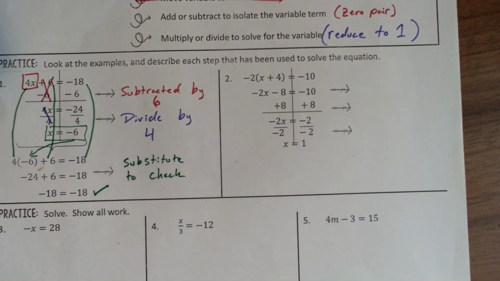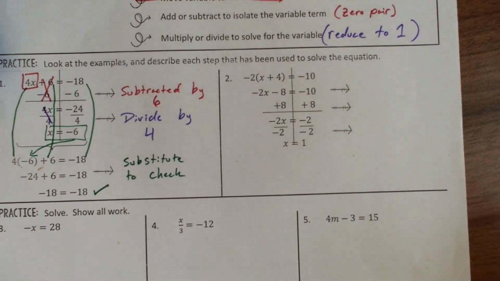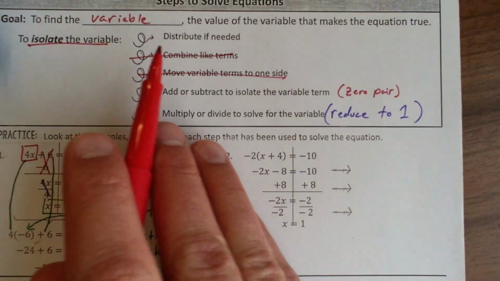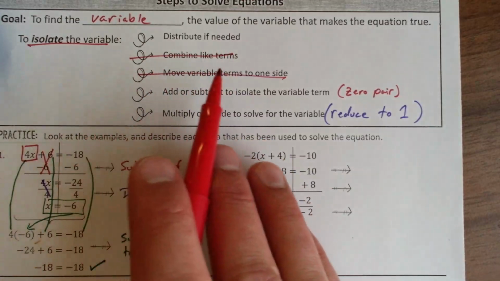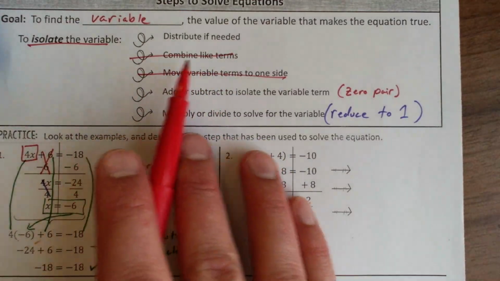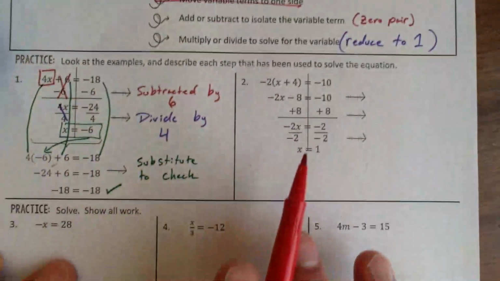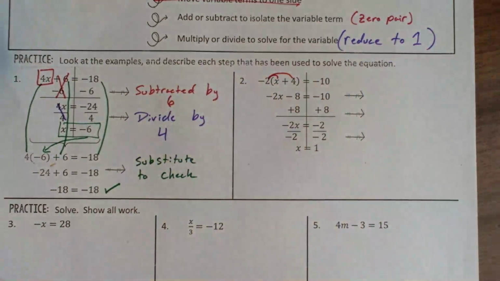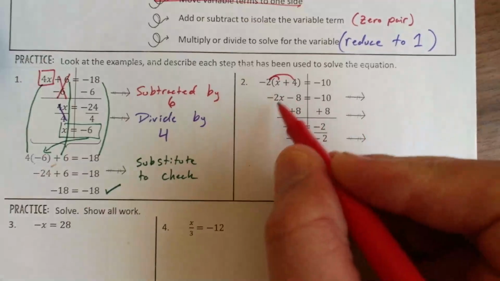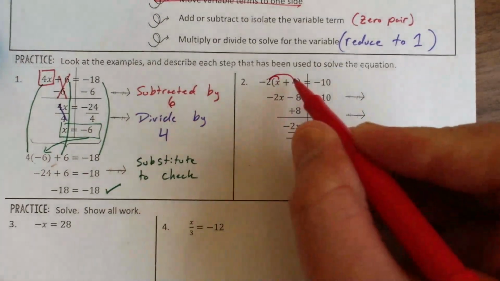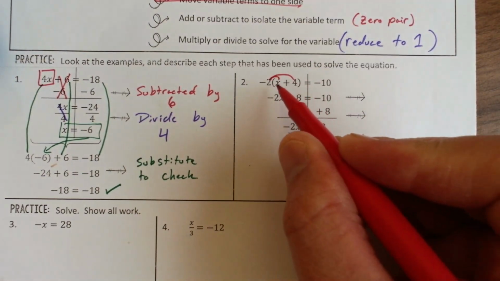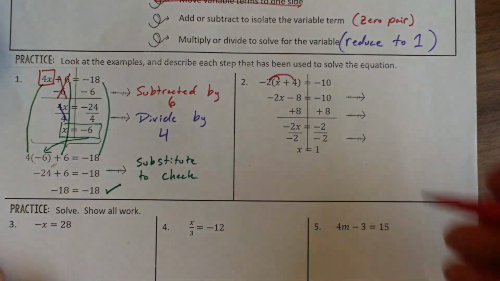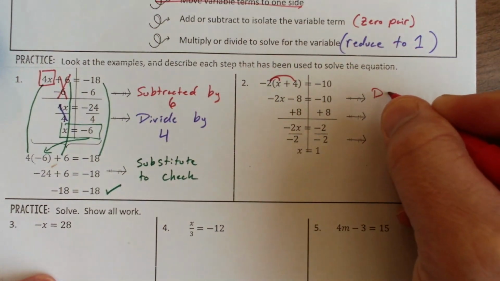In problem number 2, there is one thing that is different compared to problem number 1. We have parentheses. So we go back to what we did on day 1, which was distribute and combine like terms. Remember, we're not doing combining like terms today. That's going to be a later thing. So our first step is to distribute. So we distribute the negative 2 to both of these values. Negative 2 times x is negative 2x. Negative 2 times positive 4. 2 times 4 is 8. Negative times a positive is a negative. So we distribute first.